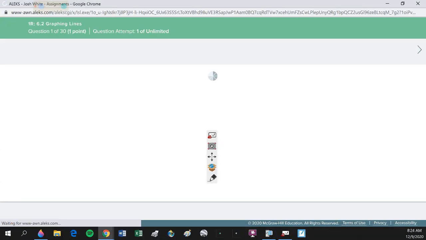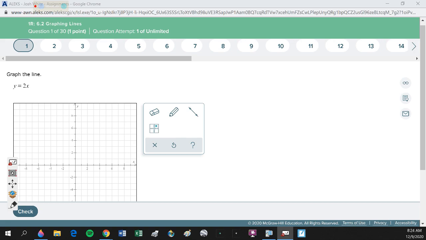Today is 6.2. Hooray! That's right. We will be graphing lines and similar things. So, how do we graph y equals 2x?